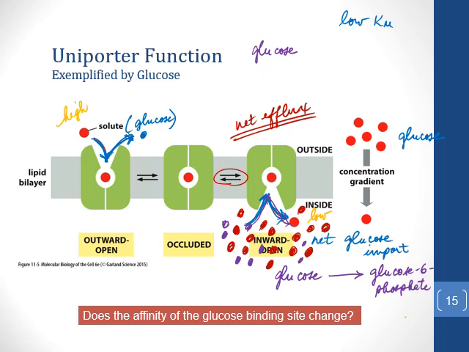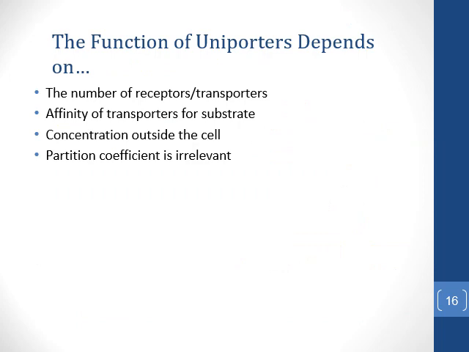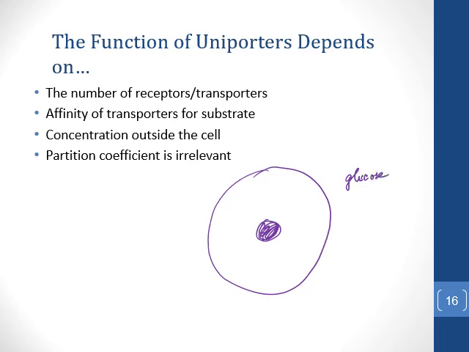Now let's look at these glucose uniporters in a little more detail, and let's think about how they function and what that function depends on. If we want to think about how much of a particular molecule is moved from one side of the membrane to another, again we'll use glucose as an example, could be anything, then what's going to determine the rate of movement? Well, one, it's the number of receptors or transporters.